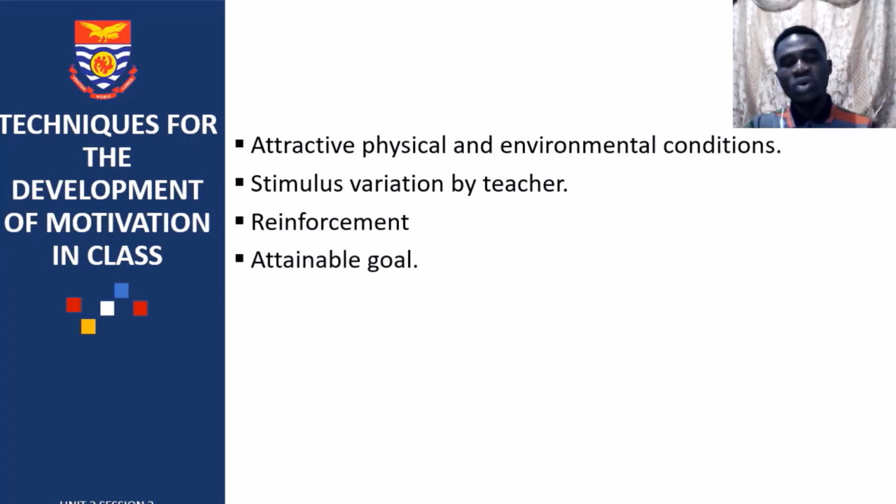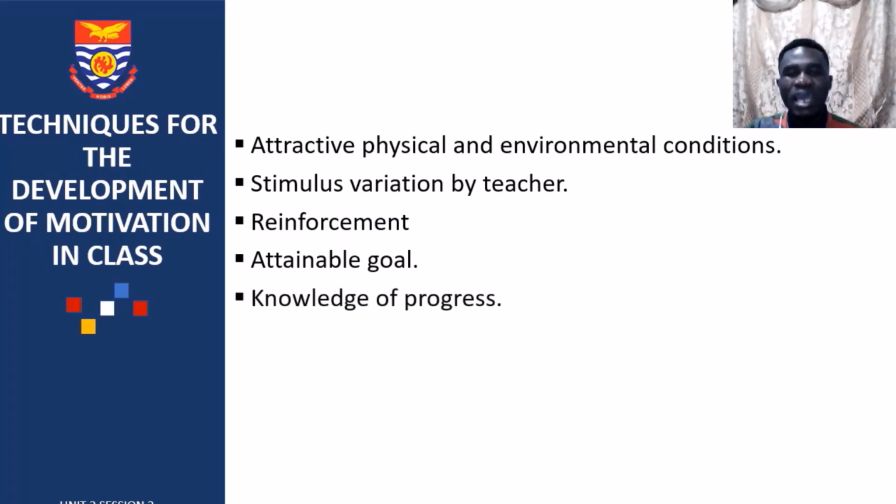And also attainable goals. So when you set some objectives and students are able to achieve these objectives, it also serves as a way of motivating them to learn in the classroom. And when students also have knowledge of their progress, when they have knowledge about how well they are faring in the subject, it also motivates them to learn the subject.